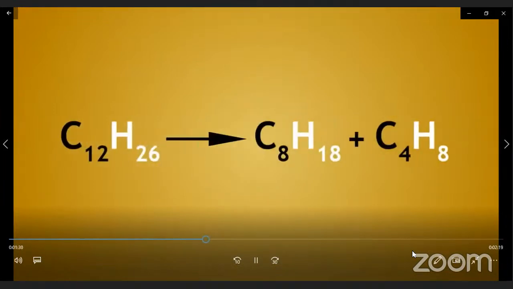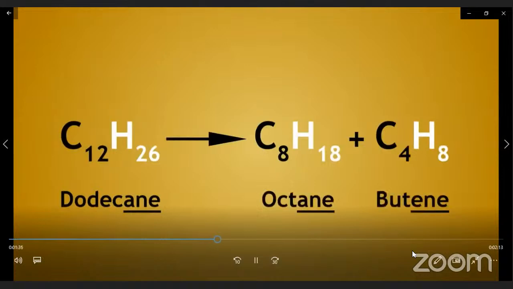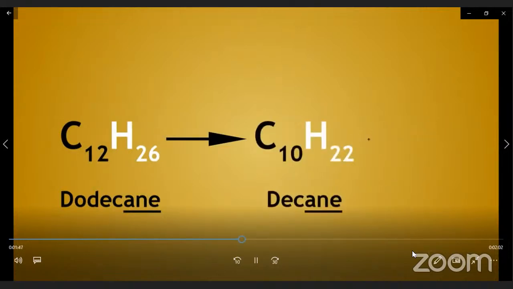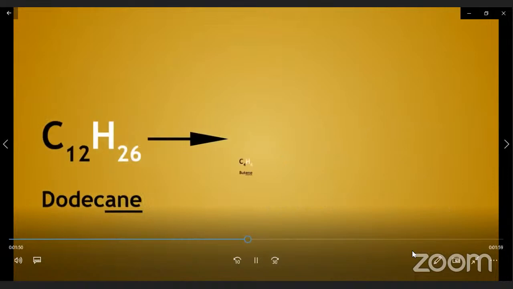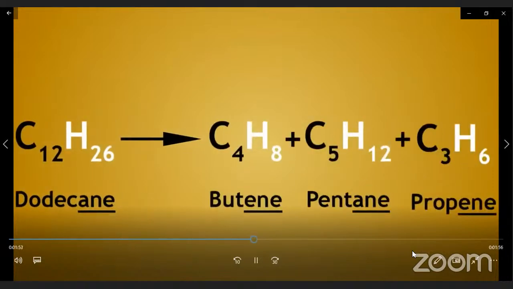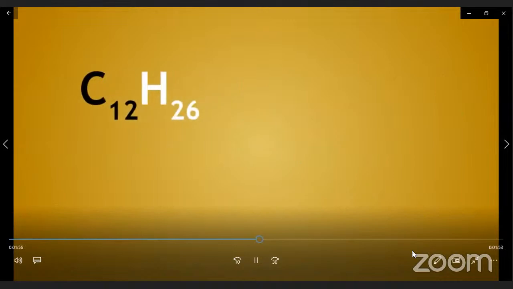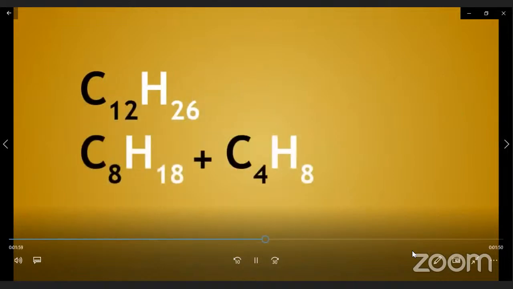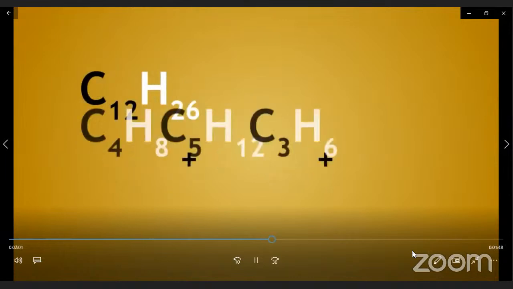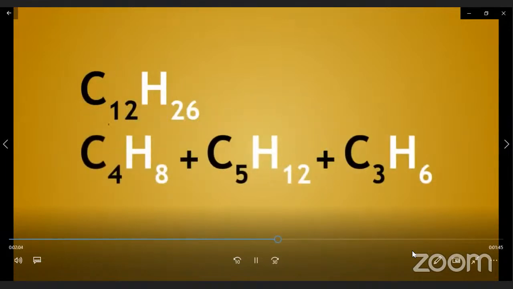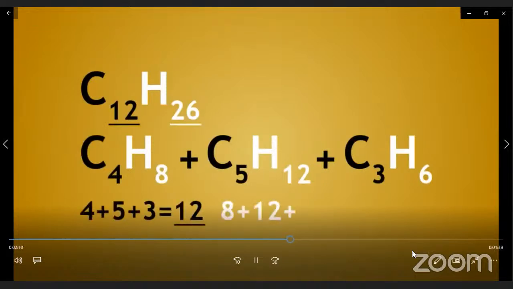Here is an equation showing that C12H26 is broken down into octane and butene. There isn't a set way that these molecules are broken down. In fact, C12H26 could also be broken down into decane and ethene, or even butene, pentane and propene as these equations show. The large hydrocarbon is broken down in quite a random way. Just note that in each equation, of course, since we had 12 carbon atoms and 26 hydrogens going into the reaction, the same must come out.